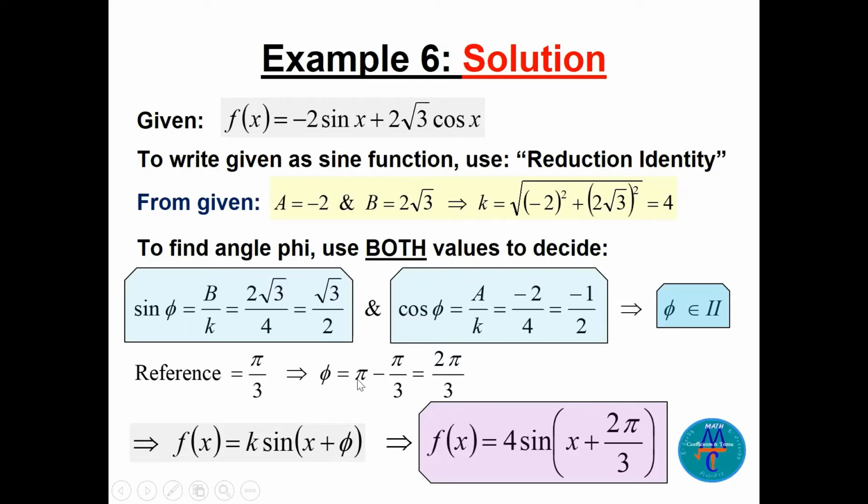So the angle phi in quadrant 2 will be pi minus the reference. See, we know the reference from these values from the table. Cosine will be half and the sine will be square root of 3 over 2. So phi will be pi minus pi over 3, which is 2 pi over 3. So that's fine. Now I can write the given function as 4, that's the k, sine (x plus 2 pi over 3).